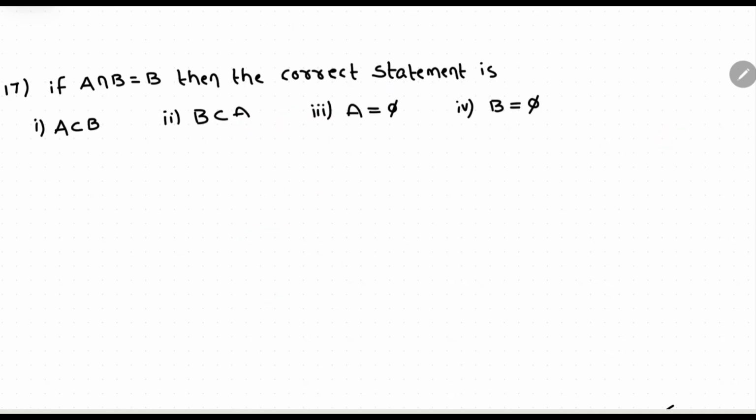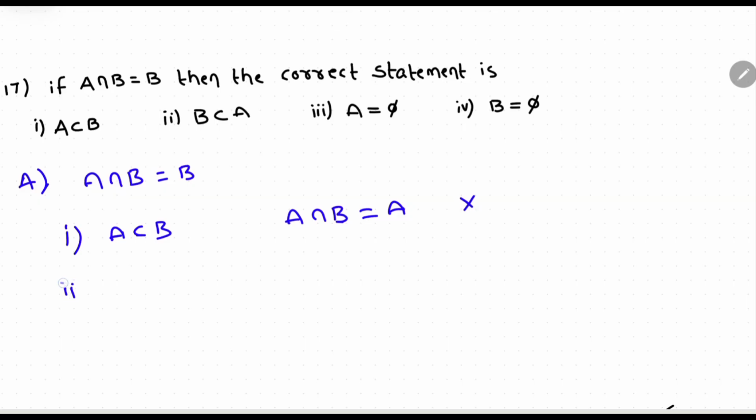Here we have the problem A intersection B equals B. Then we have to choose the correct statement. Now we are going by the answer, so we are dealing with option 1. If I take A subset of B, A is a part of B, then A intersection B will be A. But it is given A intersection B equals B, therefore it is not the answer.